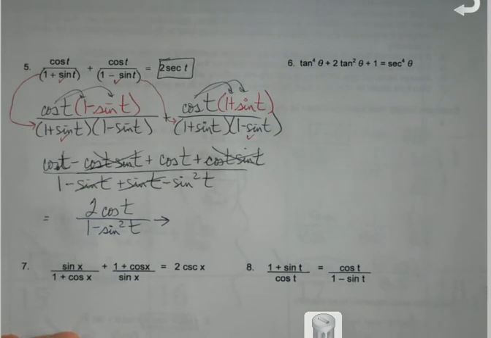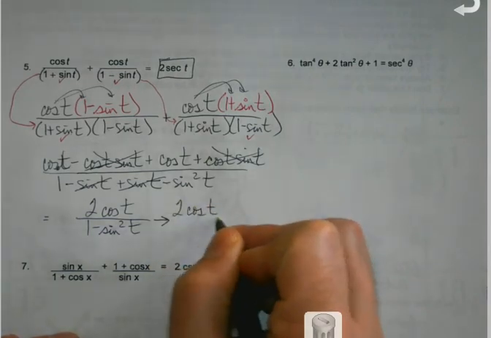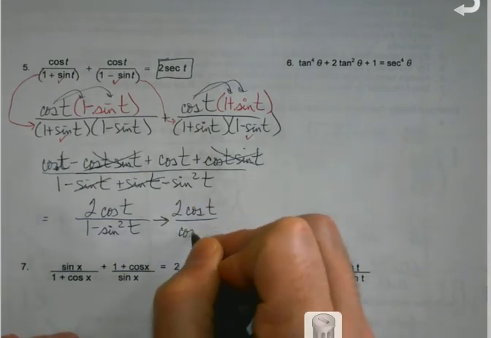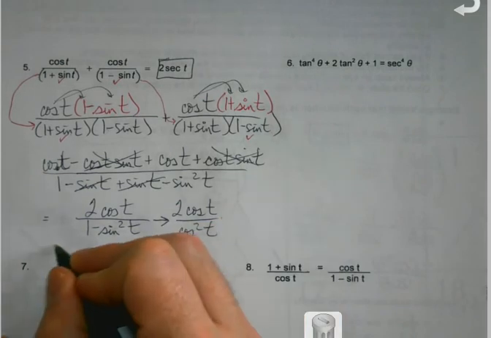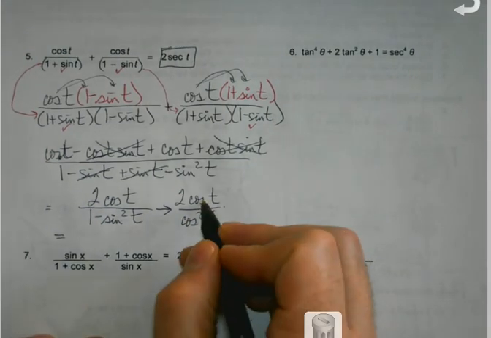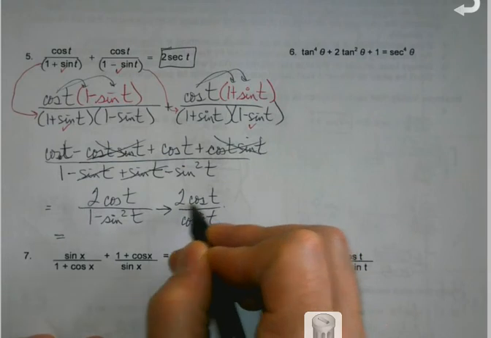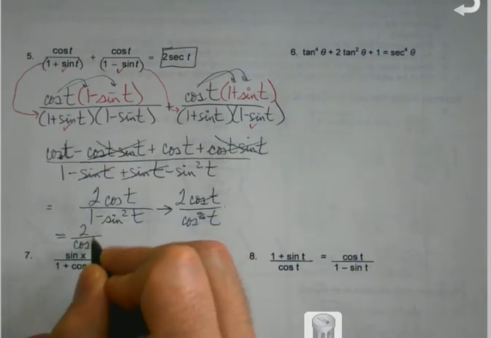What's 1 minus sine squared? Cosine squared. So 2 cosine of t over cosine squared of t. Oh, I'm getting close here. I'm going to squeeze in here. Cosine squared, there goes my cosine, 2 over the cosine of t.